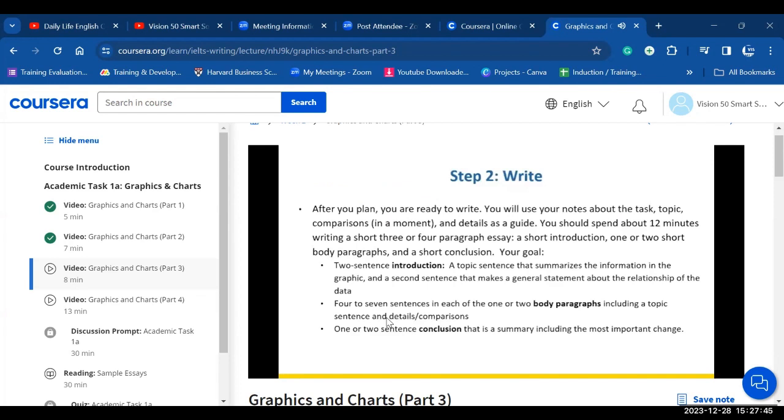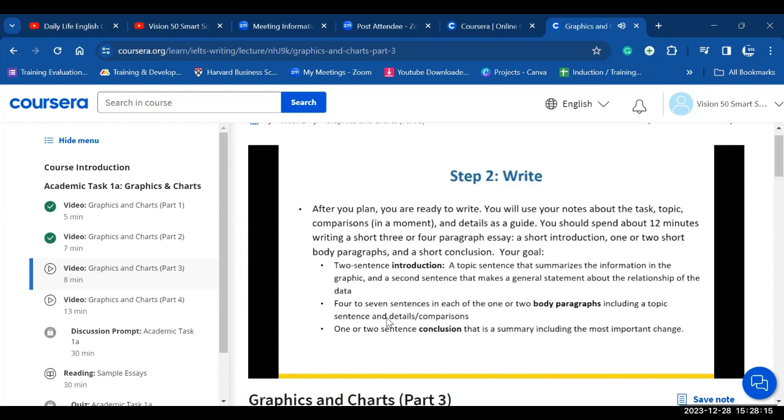And now we are going to discuss our step 2. It's a writing process. After you plan, you are ready to write. You'll be using your notes that we discussed earlier, how to determine the topic and your topic sentence that you wrote earlier. Then you'll spend about 12 minutes to write a short 3 or 4 paragraph essay. Your essay will consist of short introduction, 1 or 2 short body paragraphs, and a short conclusion.